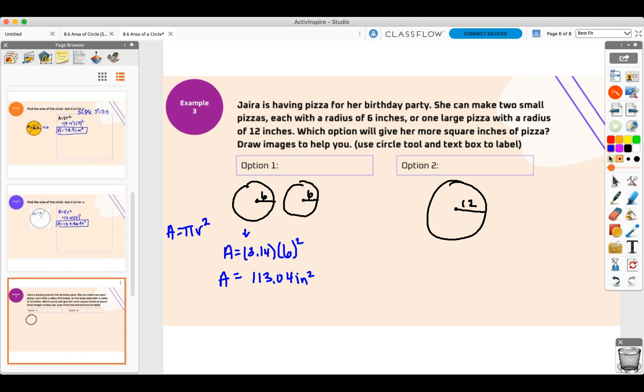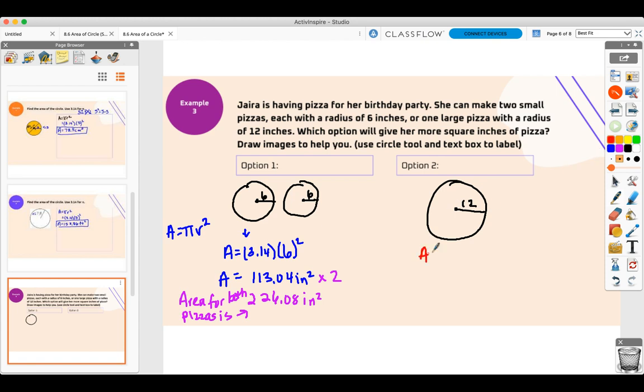So we're looking at it for 2 pizzas. What can we do to get the area of 2 pizzas? Just multiply it by 2. So 113.04 times 2 will give you 226.08 inches squared. So area for both pizzas is 226.08 inches squared.